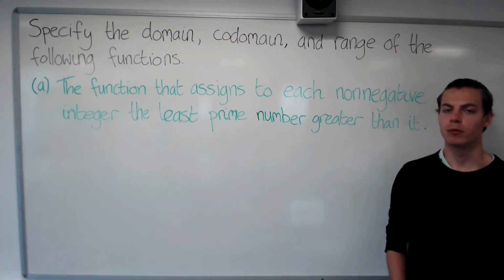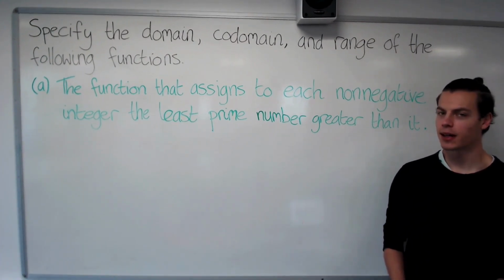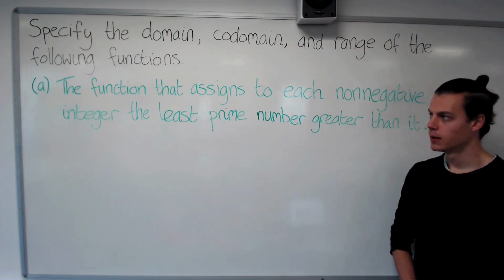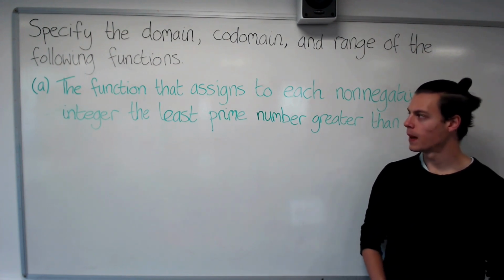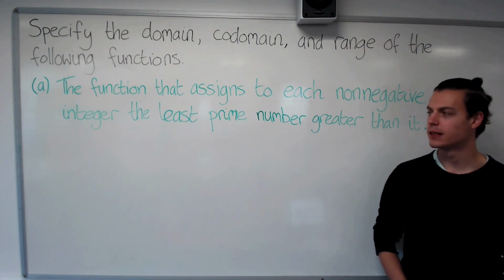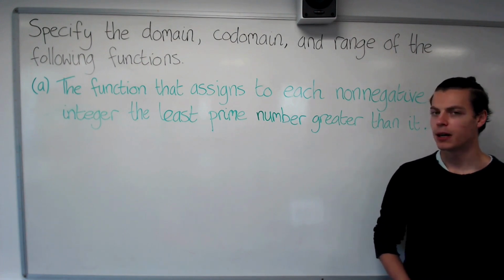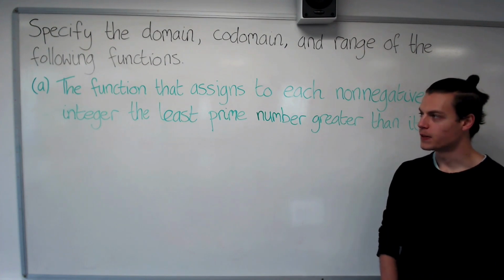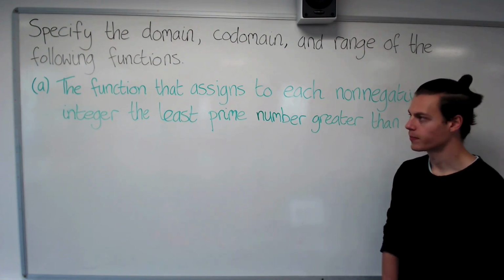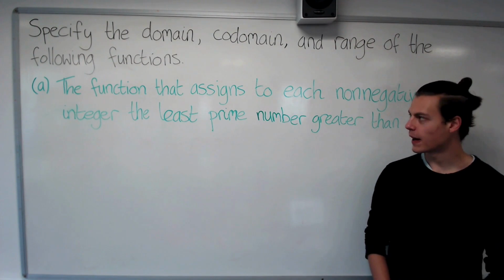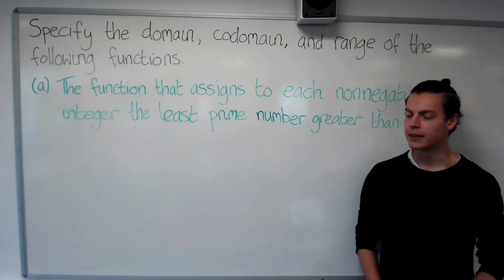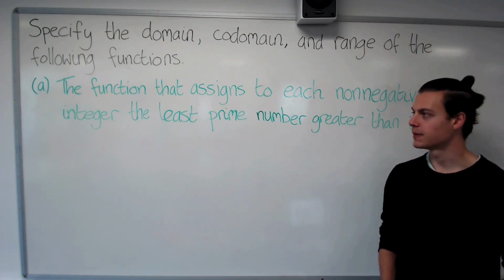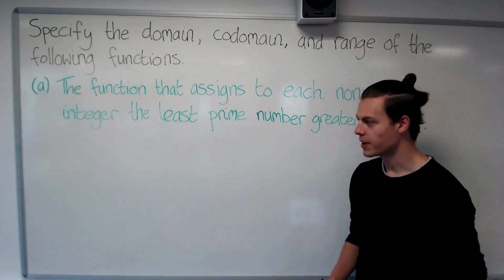In this exercise, we want to find the domain, codomain, and range of a few different functions. So our first function assigns to each non-negative integer the least prime number greater than it. Okay, so first of all, what is the domain of this function? Well, this function assigns values to each non-negative integer. So the domain of this function is the non-negative integers, or as you might call them, the natural numbers.